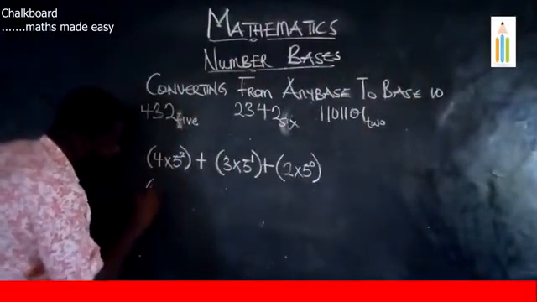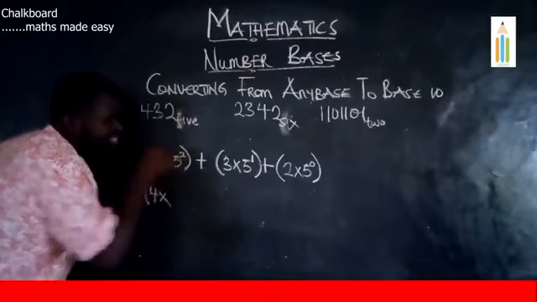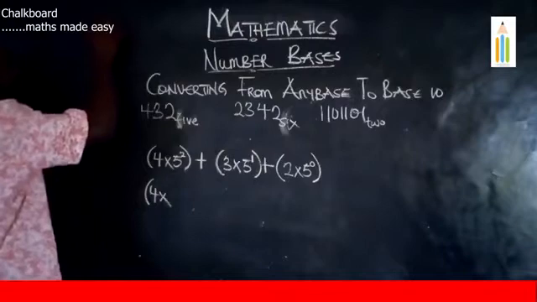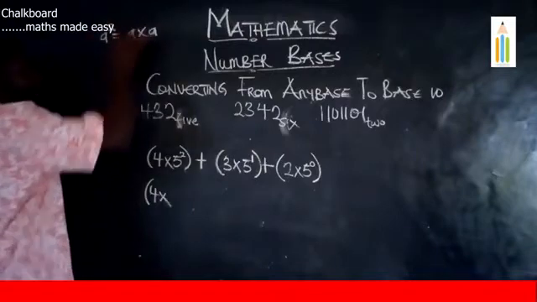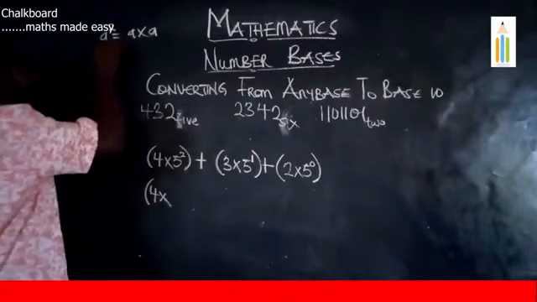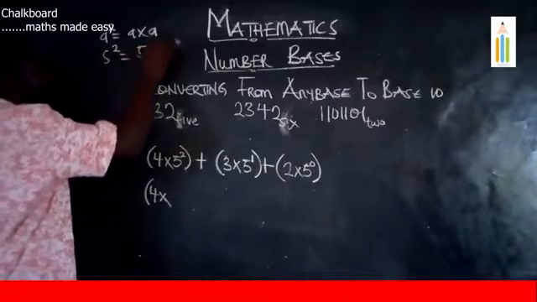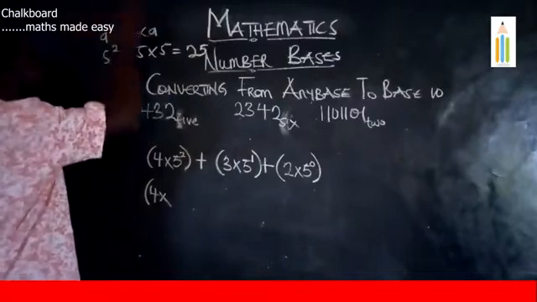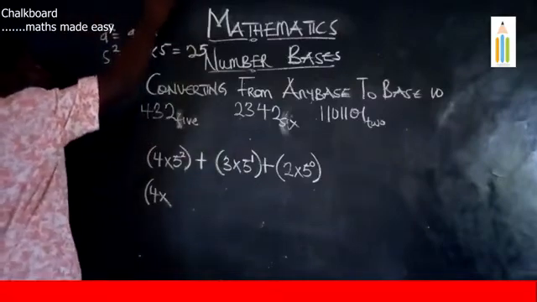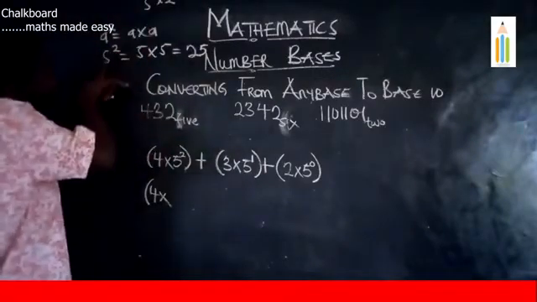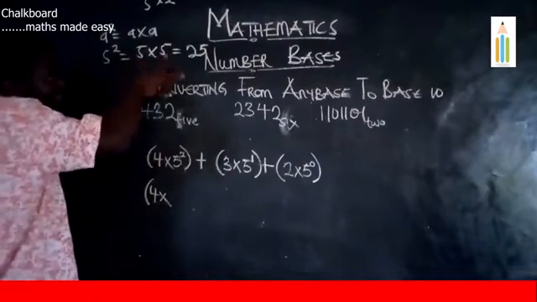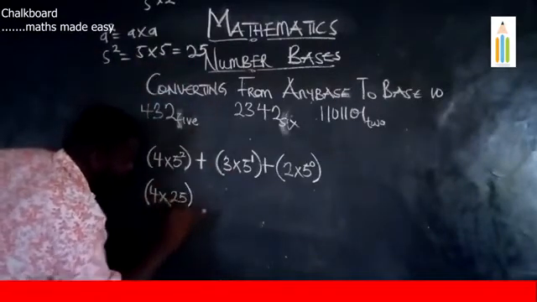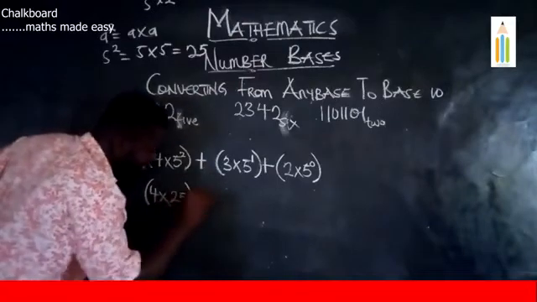So with this one, I'm going to get 4 times 5 raised to the power 2. Now we are aware that if we have a square, it means a times a, right? So if I have 5 square, it means 5 times 5, and that will give you 25. Some people will be thinking it's going to be 5 times 2. No, it's not 5 times 2. 5 square means 5 times 5, and 5 times 5 gives me 25. So it will be 4 times 25. Then I bring my bracket.